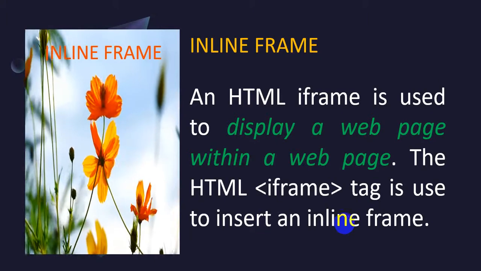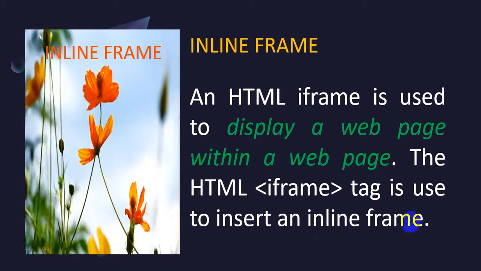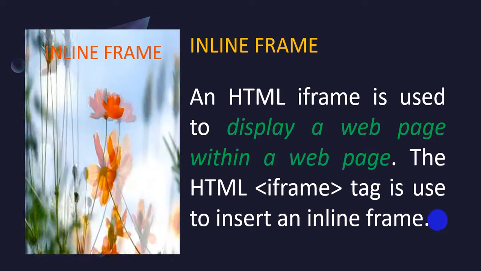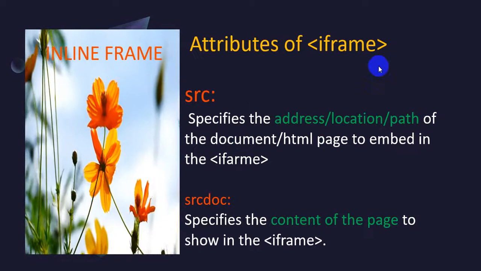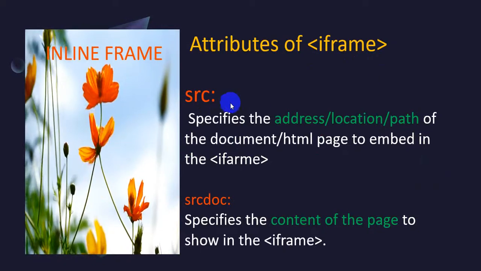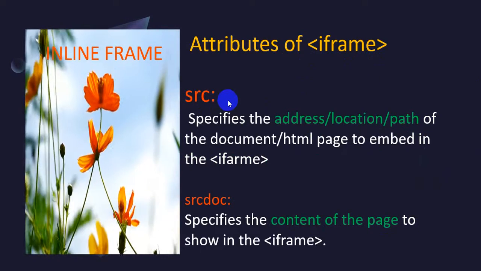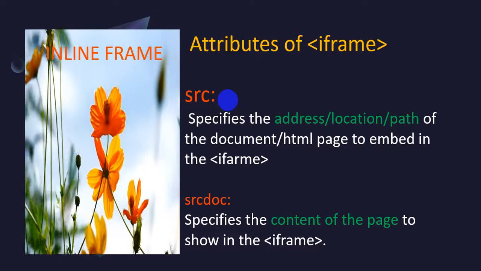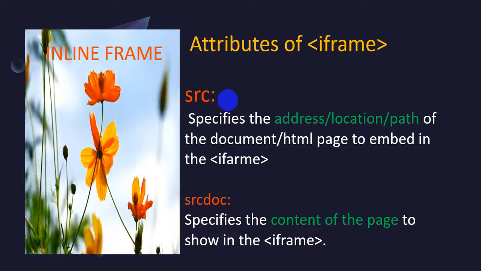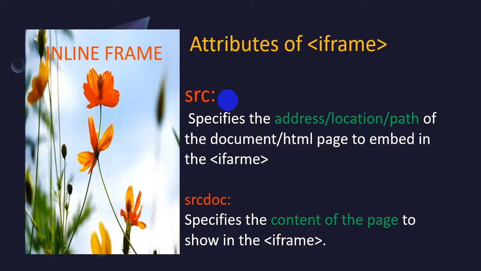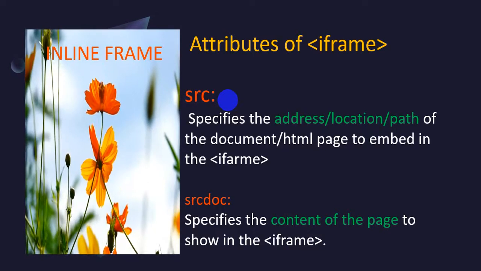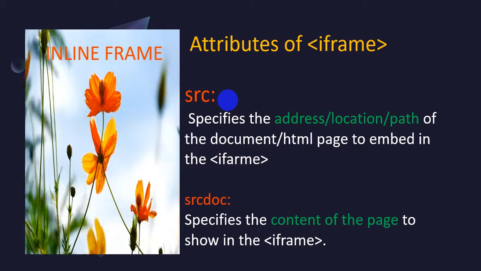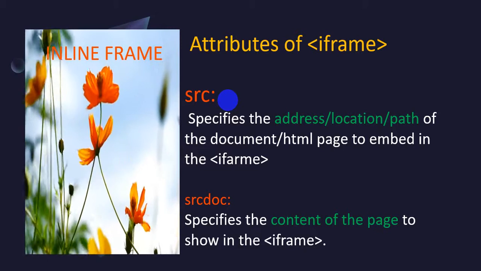Okay, so we will see what the attributes of iframe are and the objective and purpose of each attribute. These are some attributes of the iframe tag. One is src. As we know, we are going to insert another page within this page or any page. If you are going to embed some HTML page, you have to have the address, the path or location of that particular page.